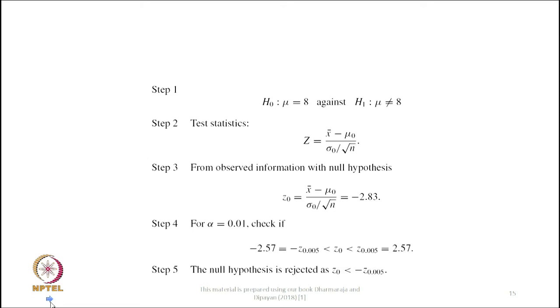Whenever you have such a problem, the test statistics is the sample mean minus mu divided by sigma by root n. So, the same test statistics you can take, because the population follows a normal distribution. Therefore, each sample also follows a normal distribution. Therefore, the sample mean also follows a normal distribution with the mean mu and the variance sigma square by n. Therefore, the test statistics is z.